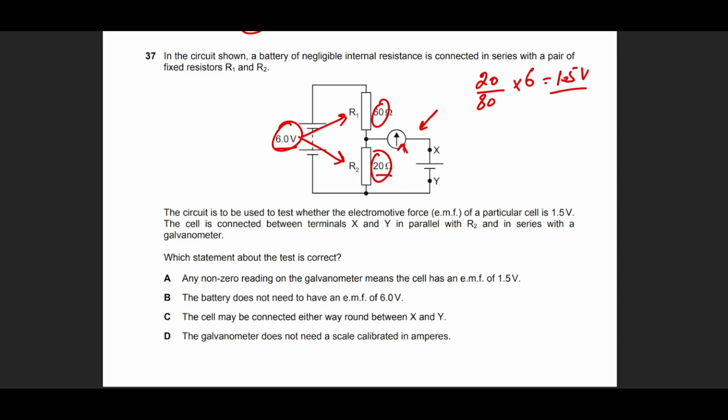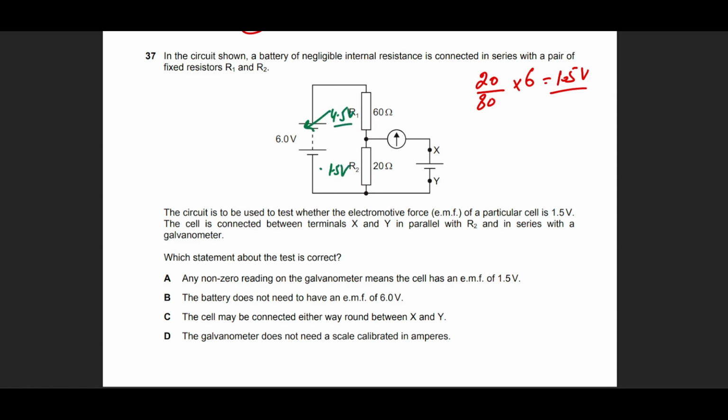It means that between these terminals, there is a 1.5 volt drop because of that resistor. Now, whatever EMF of the cell there may be, this is going to be 1.5 volts, and this is going to consume 4.5, the rest of the battery.